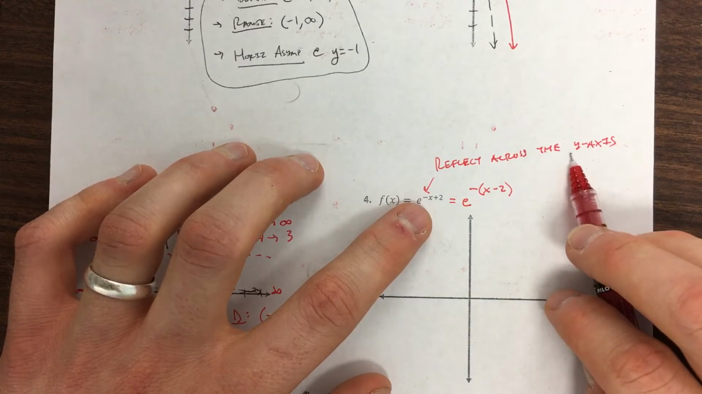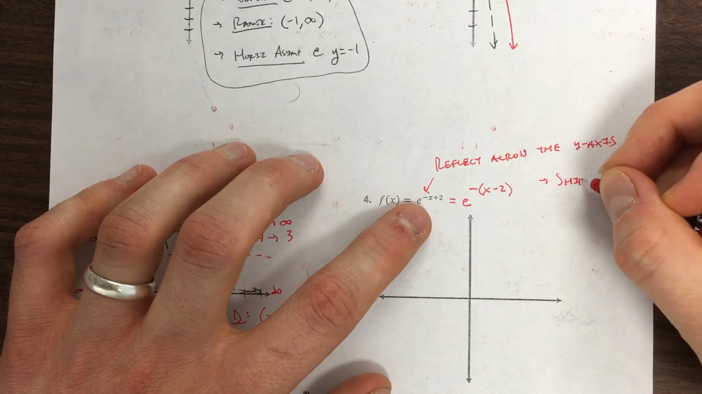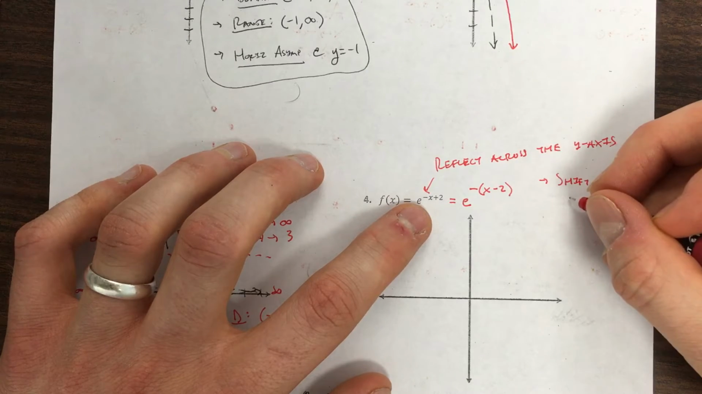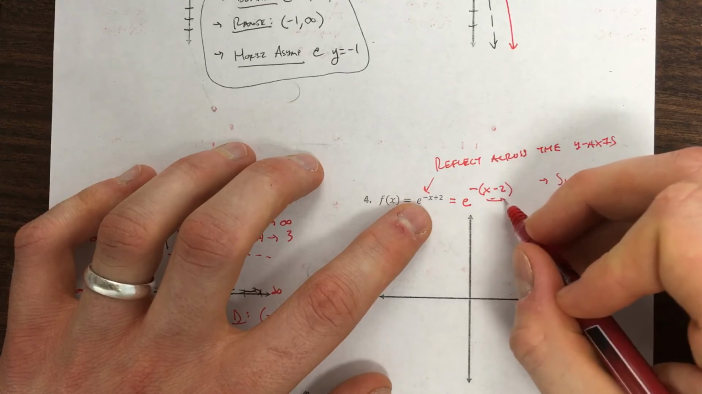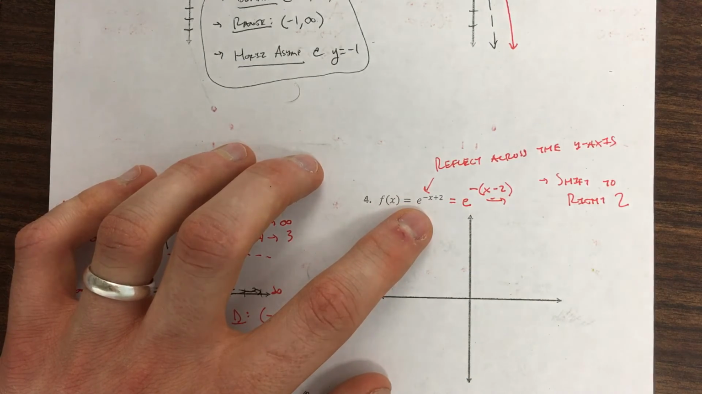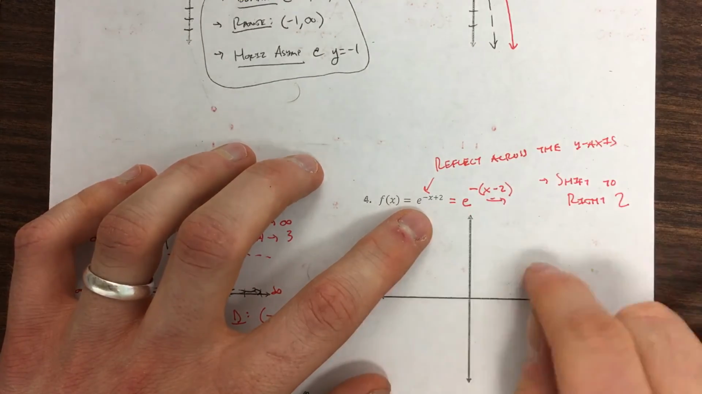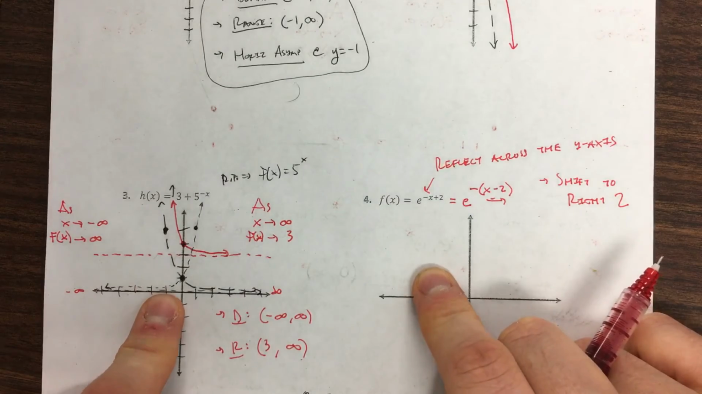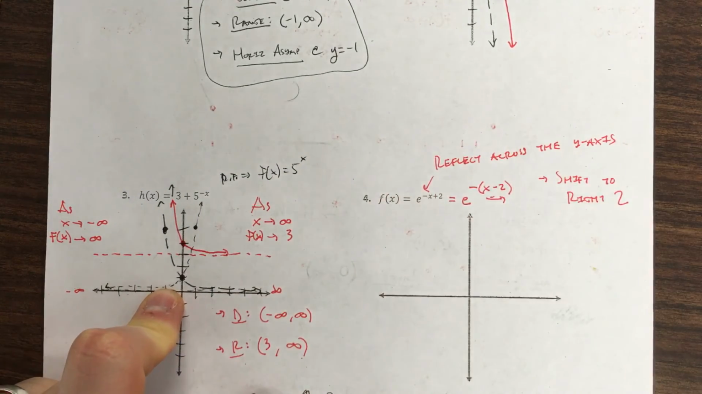So it will reflect across the y-axis still, but it will also shift to the right 2 due to that minus 2 inside of our function. And I encourage you to try to graph that on your own, reflect across the y-axis like we did here with our base being e, and then also shift it to the right twice to get your new function.